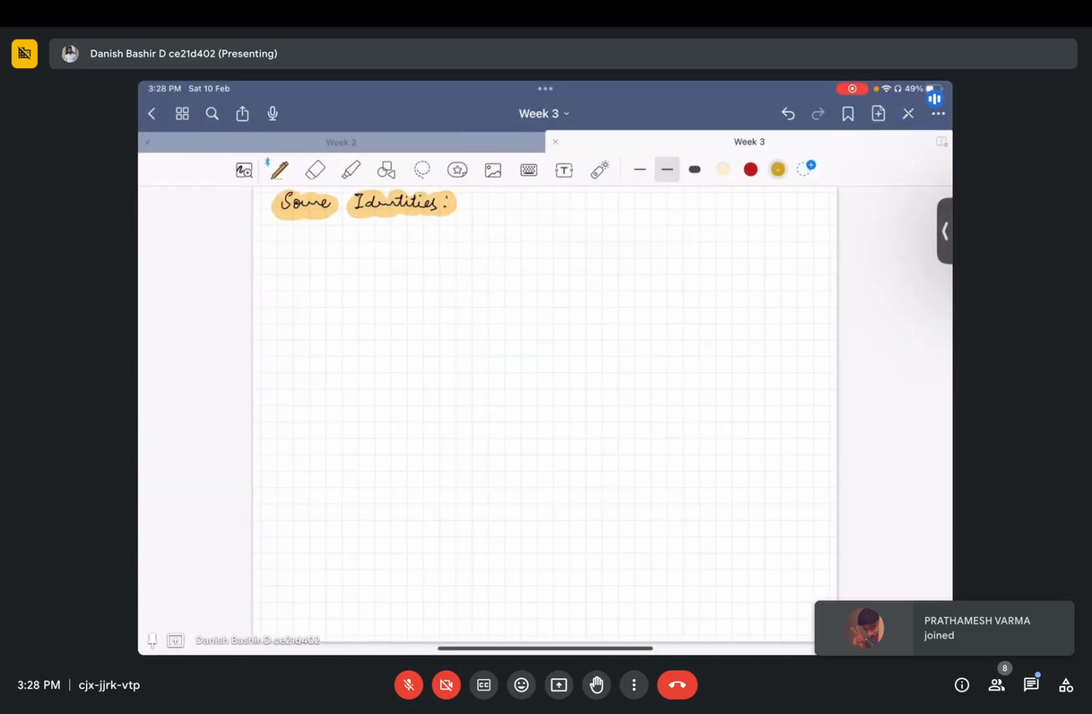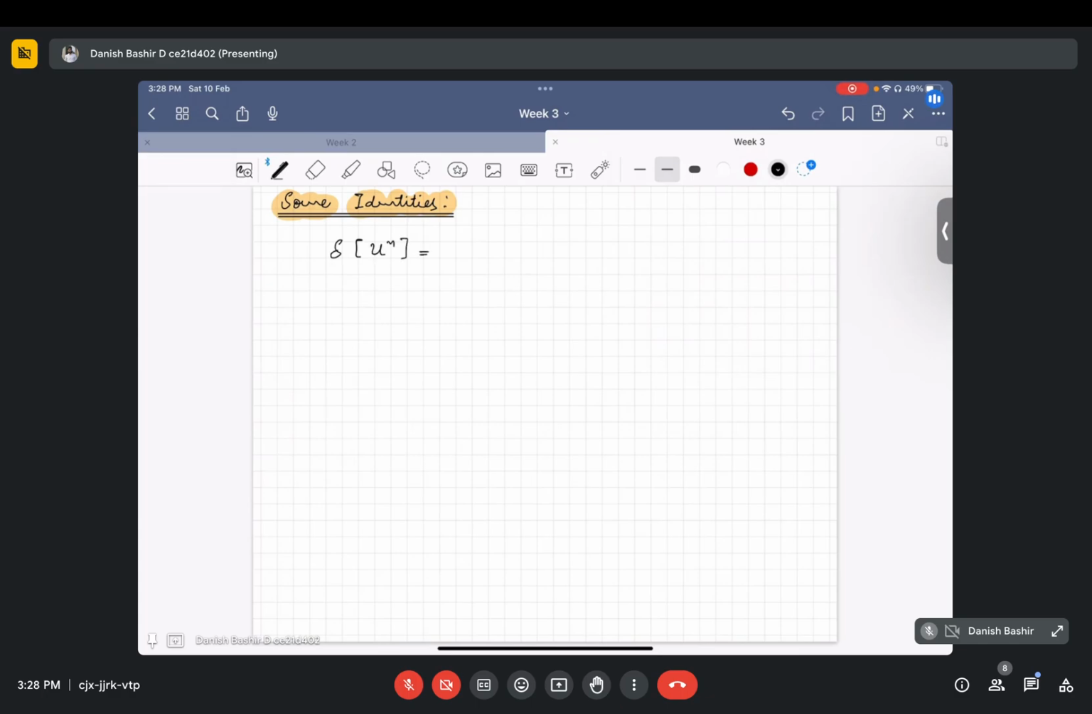So we have these identities. For example, you have to take the variation of a function which is raised to power some n. Variation of u raised to power n is actually equal to the same as the derivative you take. It's like n u^(n-1), but multiplied by the variation of the internal function.